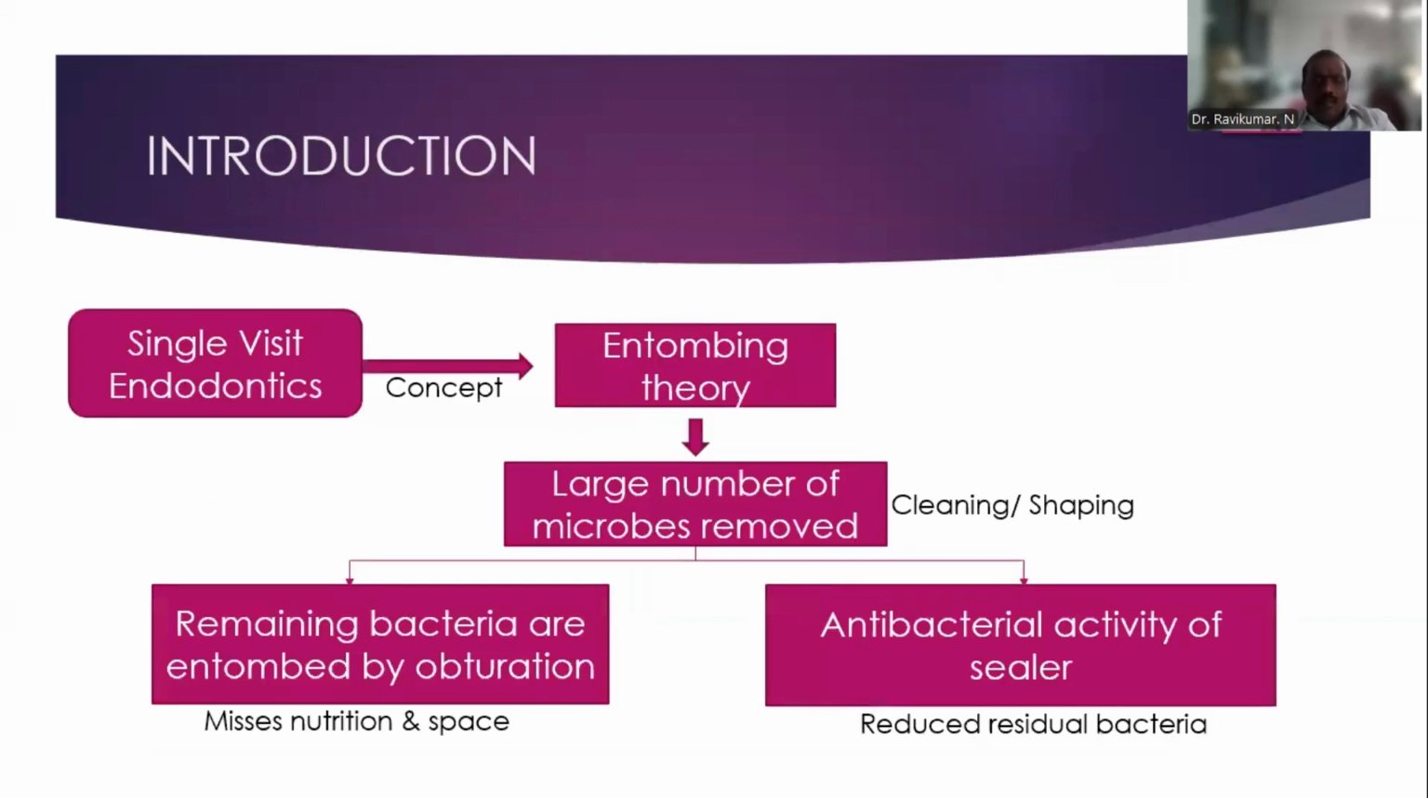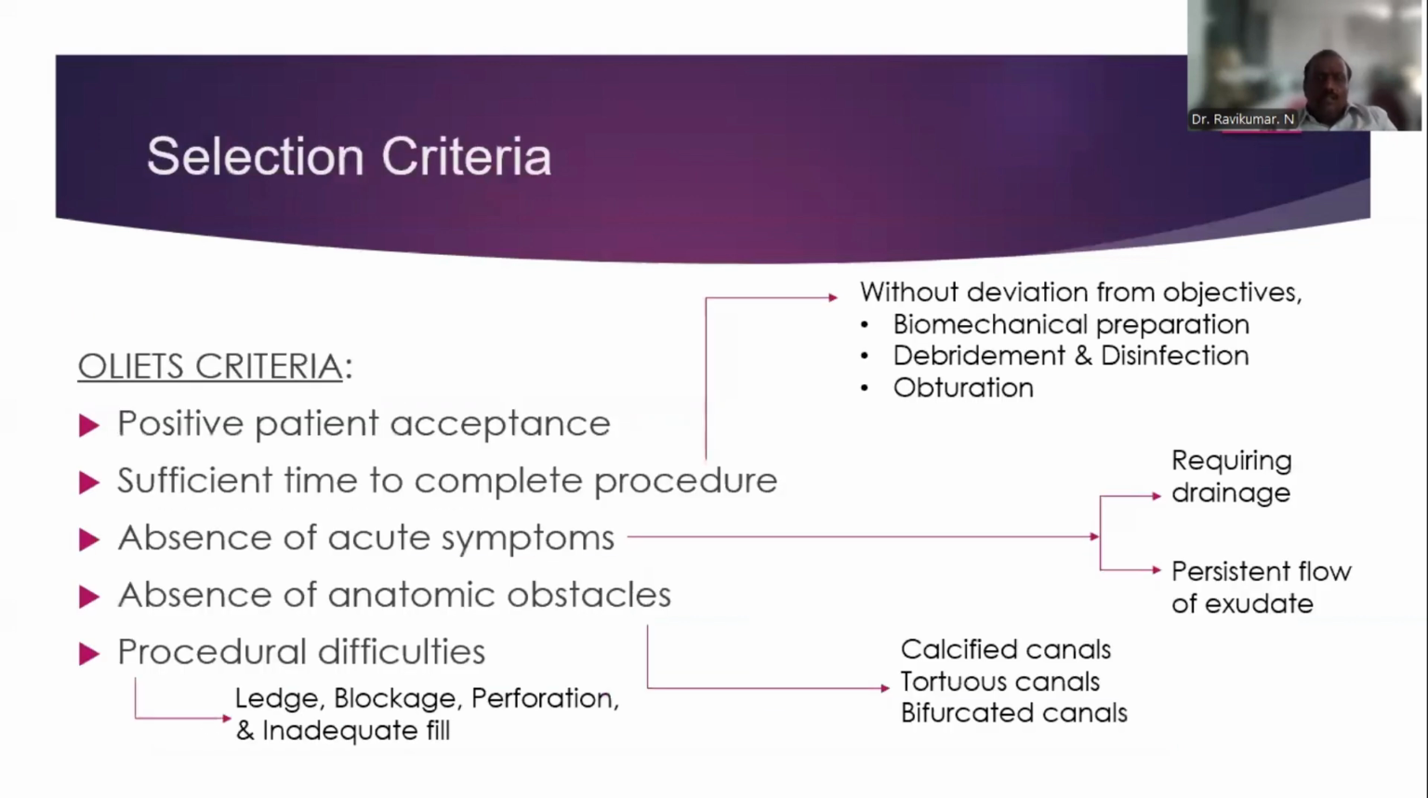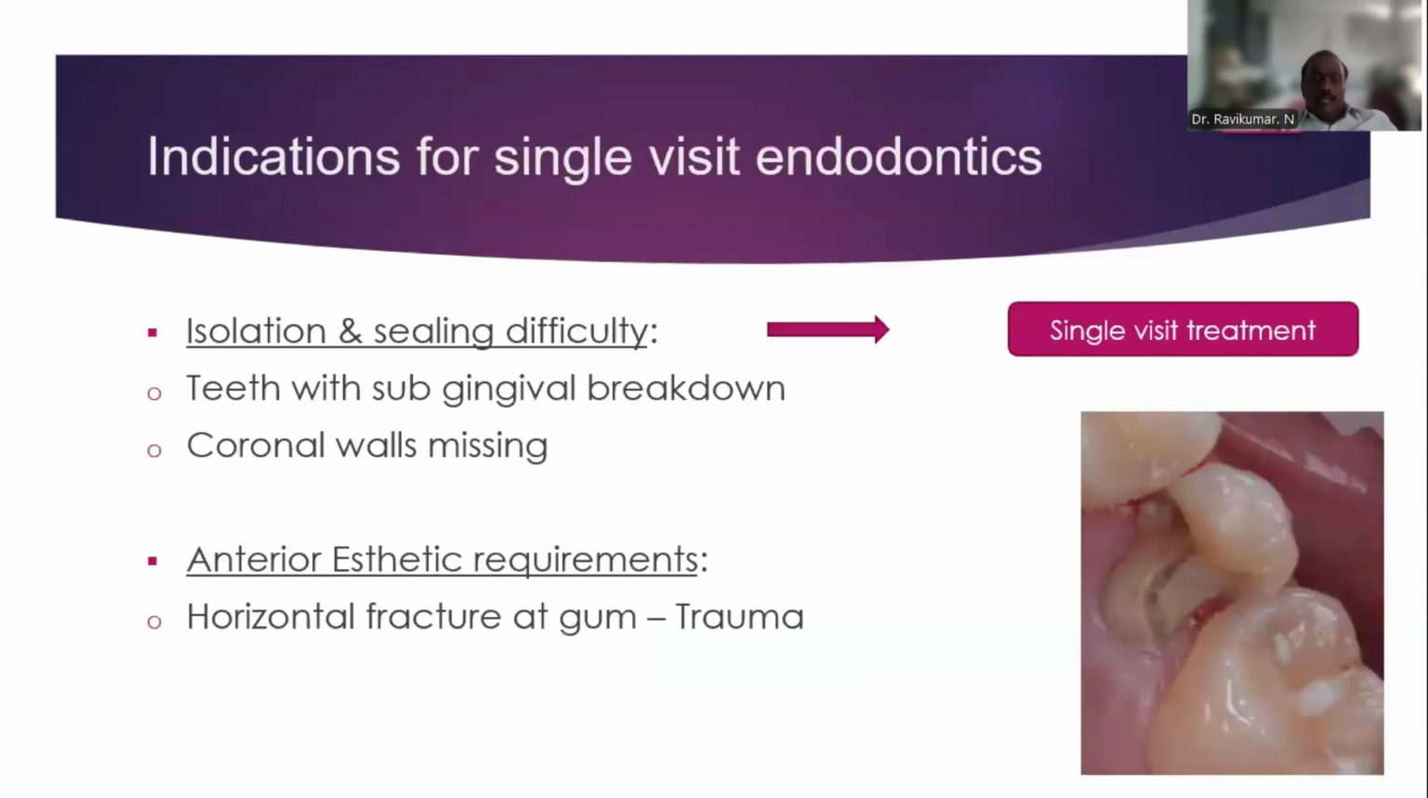So what is the selection criteria? As I told, the patient's acceptance should be there. There should be sufficient time to complete the procedure. The dentist should be efficient enough to complete the procedure. In case of any procedural errors, we have to do it in two sittings. So this is the criteria for single visit endodontics.